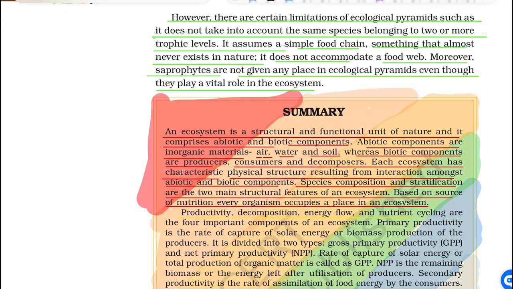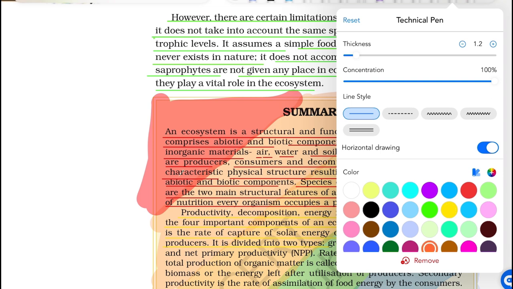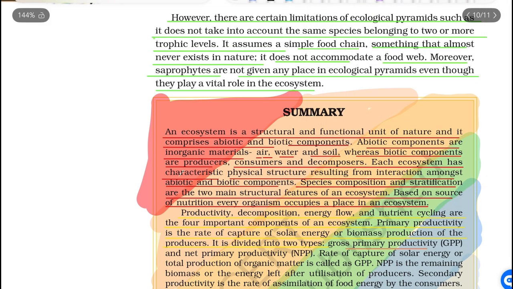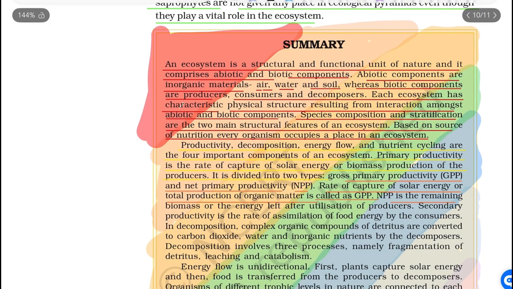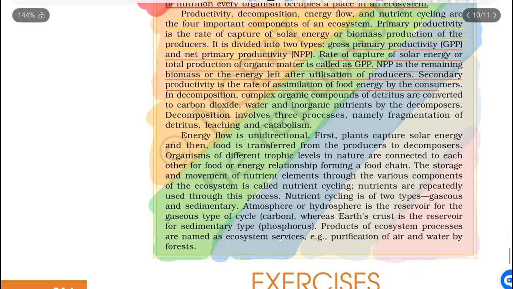Productivity, decomposition, energy flow, and nutrient cycling are the four important components of an ecosystem. Primary productivity is the rate of capture of solar energy or biomass production of the producer. It is divided into two types: gross primary productivity, GPP, and net primary productivity, NPP for short. The rate of capture of solar energy or total production of organic matter is called GPP. NPP is the remaining biomass or energy left after utilization by producers. Secondary productivity is the rate of assimilation of food energy by the consumers.